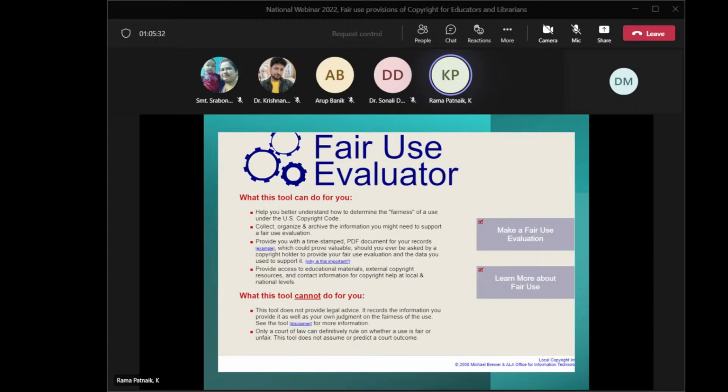So this is one of the important programs, and there is one credit-bearing course also offered by the University of Texas. I think you can actually visit the site. And one book by Kenneth Crews also gives some situations, case studies where the copyright laws are interpreted as per US copyright law.